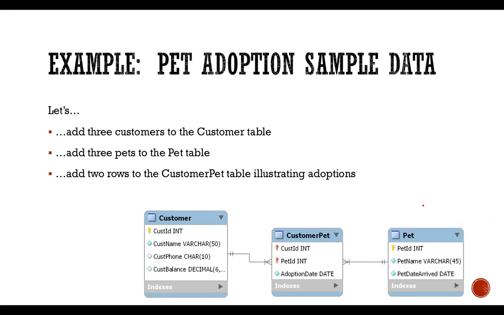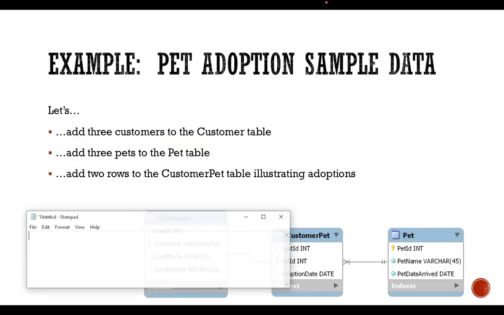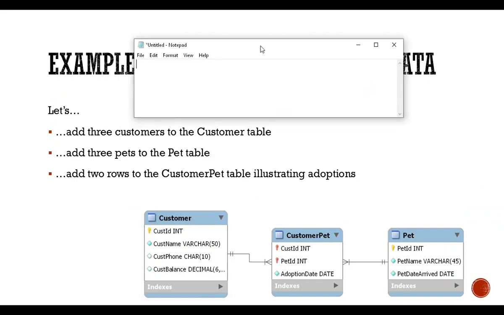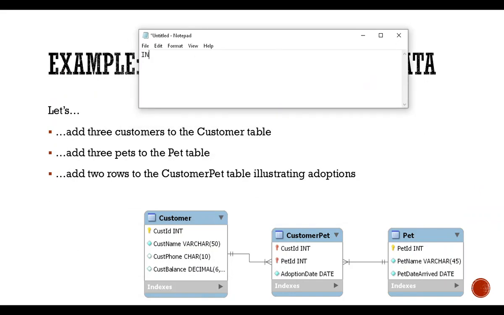So if we want to add some customers, we want to add some pets, and then we want to add some linking data. Now the first part is pretty easy. Let's bring our notepad back. If we want to create customers, we know that we can do that pretty easily. We can say insert customer, and then we can simply list the values, right? We can say values, and we can just list some data. We can make them up.